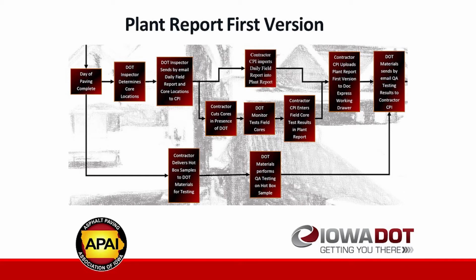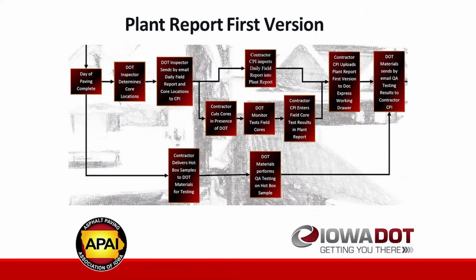But the main thing as you look through how this flows is that the paving's done, and then the DOT inspector determines the core information. They run the program within the DFR to determine where the cores are to be cut. At the end of the day's paving, the inspector has the in-station core locations and all the information they've collected throughout the day with the hot boxes and mat temperatures and everything. That gets emailed to the CPI, which is the step shown there.